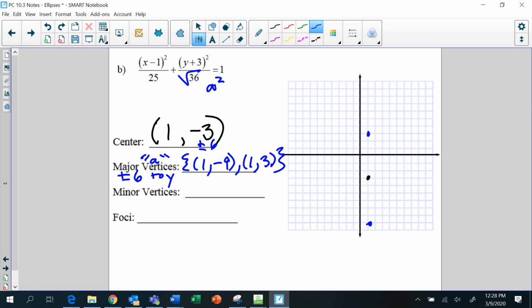So it's very similar. Minor vertices are going to be the smaller one. So if I square root, plus minus square root of 25, which is my b squared, I get plus minus what? 5. And I'm going to add that to the x, since it's under the x. Plus minus 5 to that 1. So 1 minus 5 is -4, and we keep the -3. And then 1 plus 5 is 6, and we keep the -3. I can also do it on the graph. Go 5 to the left, 5 to the right.